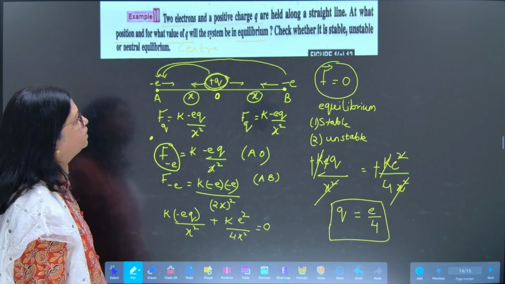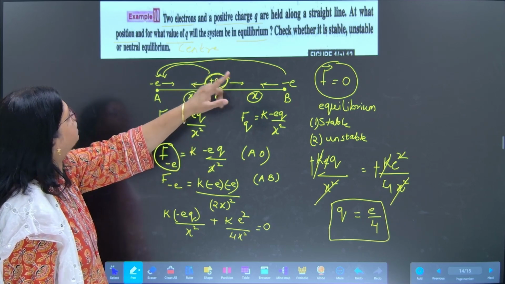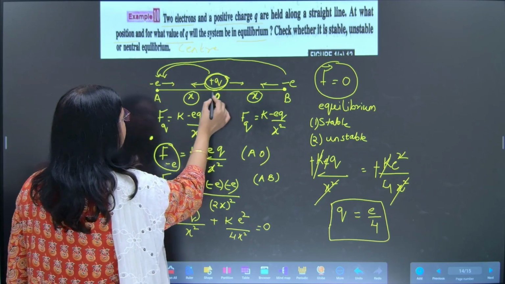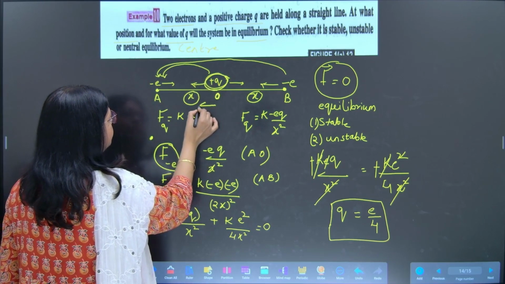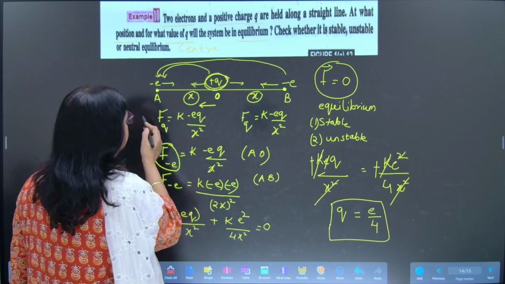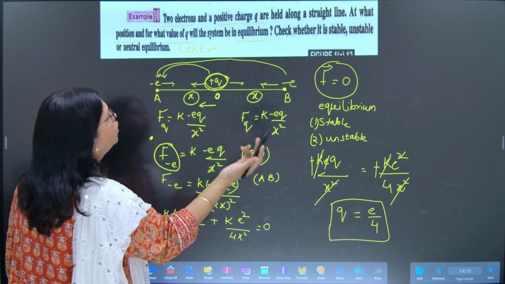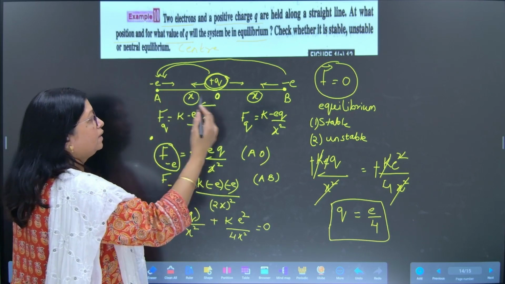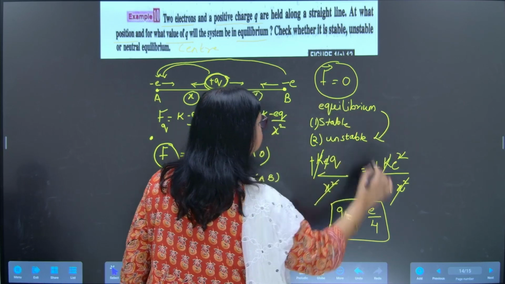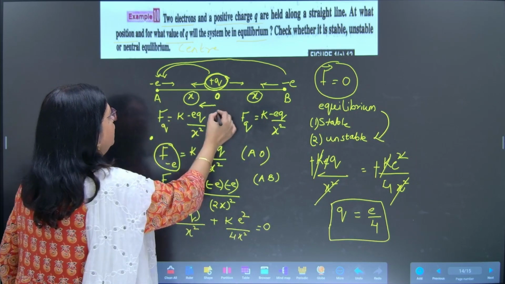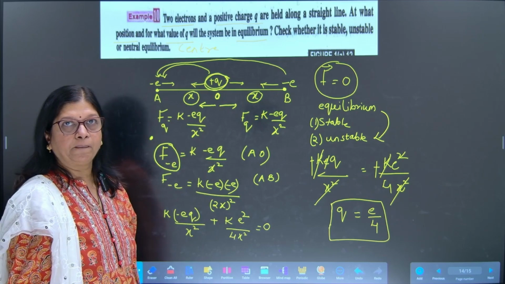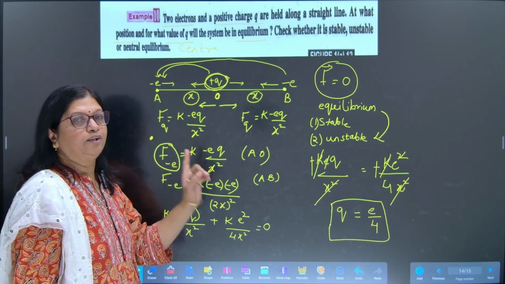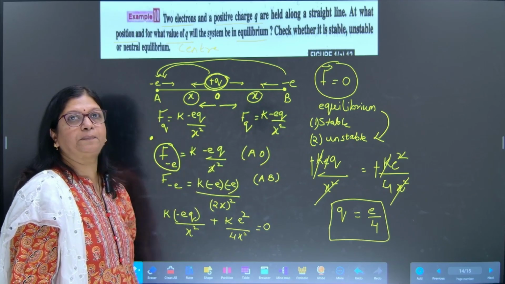Now there is another part of the question which asks whether the system is in stable or unstable equilibrium. Let us shift this charge plus Q this side, or even that side. If I shift it this side, will it go back to its original position? No, because this is negative, this is positive, it will attract, so it will not go back. That's why the equilibrium in this case is said to be unstable. Same thing will happen if I shift this charge plus Q that side. It will attract, so it will go away towards B, and it will not come to its original position O. So this equilibrium is unstable equilibrium.